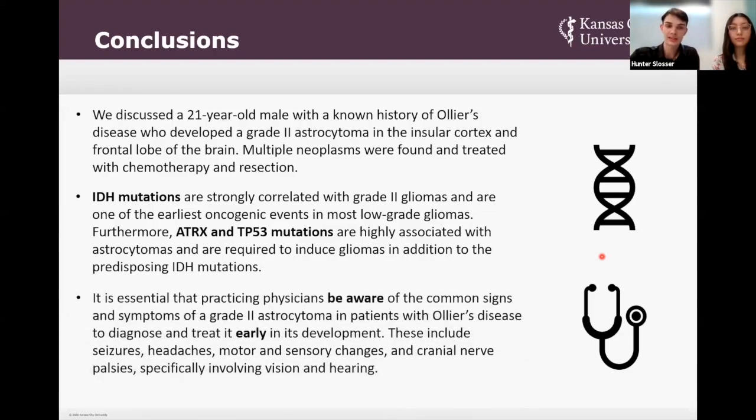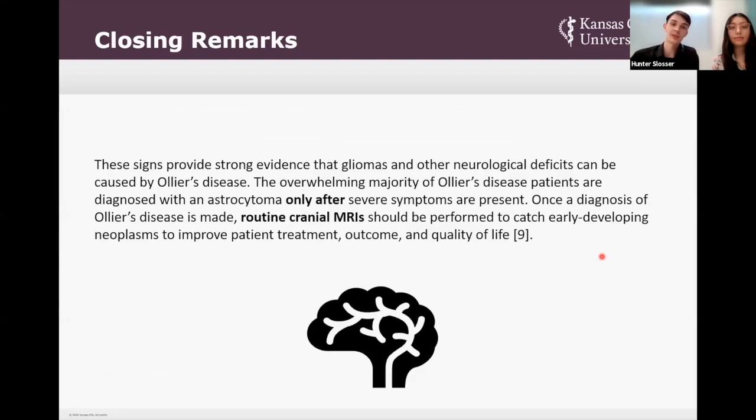It is essential that practicing physicians be aware of the common signs and symptoms of a grade 2 astrocytoma in patients with Ollier's disease. These symptoms include seizures, headaches, motor and sensory changes, and cranial nerve palsies, specifically involving vision and hearing. So from all this, our closing remarks are these signs and symptoms prove strong evidence that gliomas and other neurological deficits can be caused by Ollier's disease.